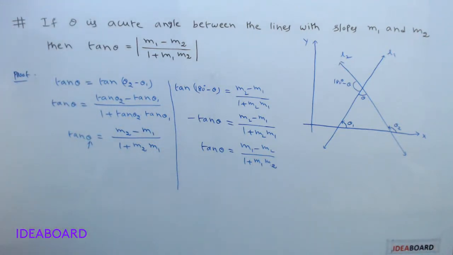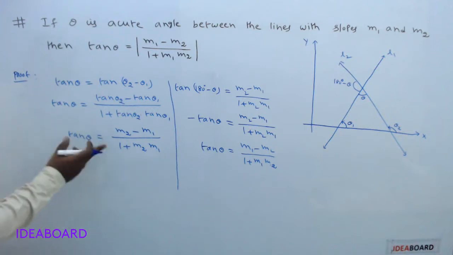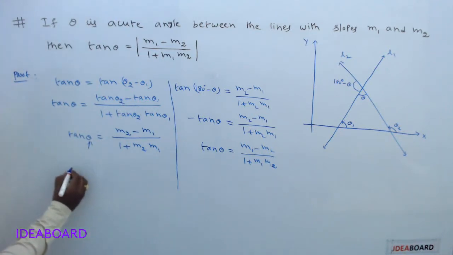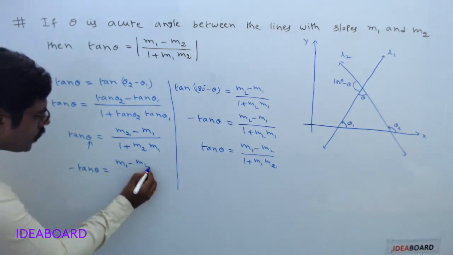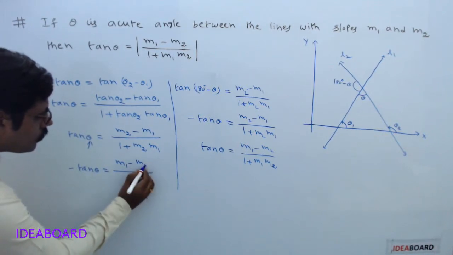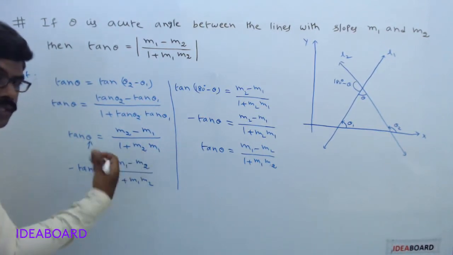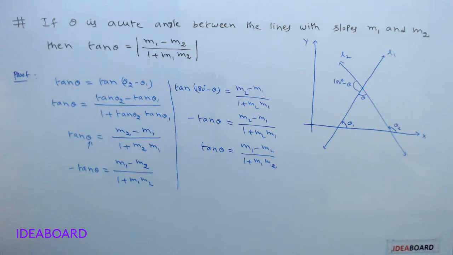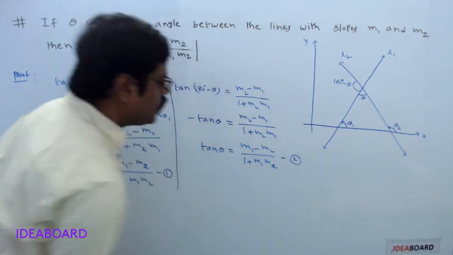Now from this equation, tan theta equals m2 minus m1 by 1 plus m2 m1. Now multiply this equation also on both sides with a negative sign. From this, minus tan theta equals m1 minus m2 divided by 1 plus m1 m2. Here m1 into m2 is the same as m2 into m1. Now minus tan theta equals m1 minus m2 by 1 plus m1 m2. Call it equation 1. Call this equation 2.